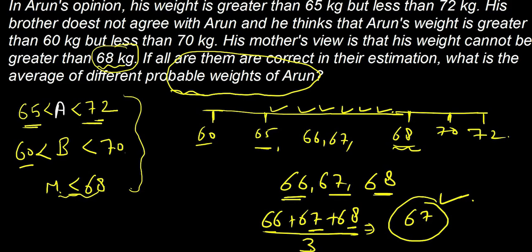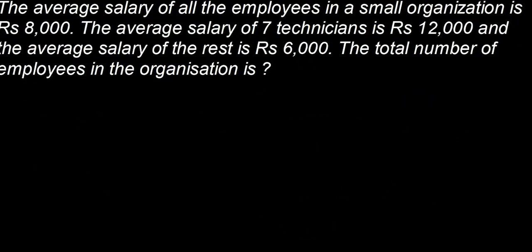Okay. Let's come to the next problem. The average salary of all the employees in a small organization is 8,000. The average salary of 7 technicians is rupees 12,000, and the average salary of the rest is rupees 6,000. What is the total number of employees in the organization?